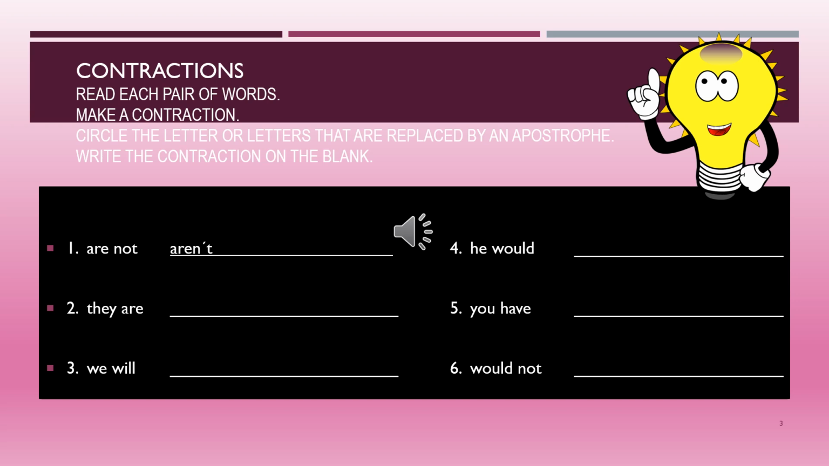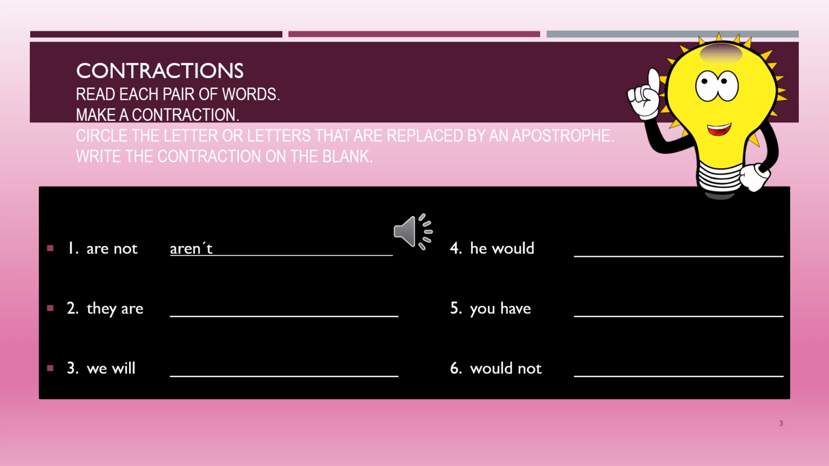Number 1, are not. The letter that is going to be replaced by an apostrophe is going to be the letter O. Take it out, and when you write the contraction on the blank, instead of writing the letter O, you write the apostrophe. And the contraction is going to be aren't. Number 2, they are. When you write it down, make sure that you circle the letter or letters that are going to be replaced by an apostrophe and write the contraction on the blank.